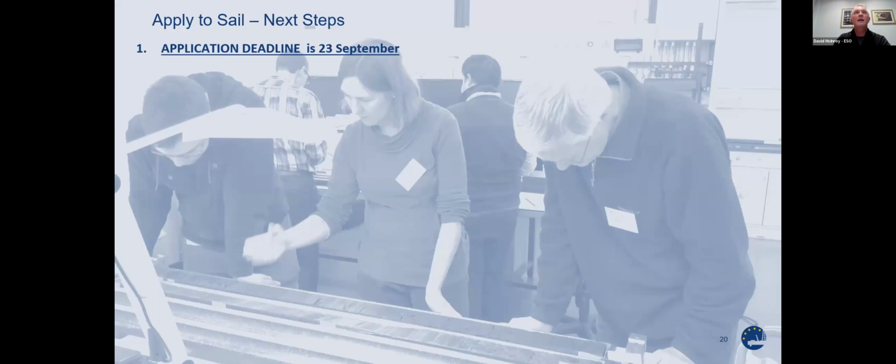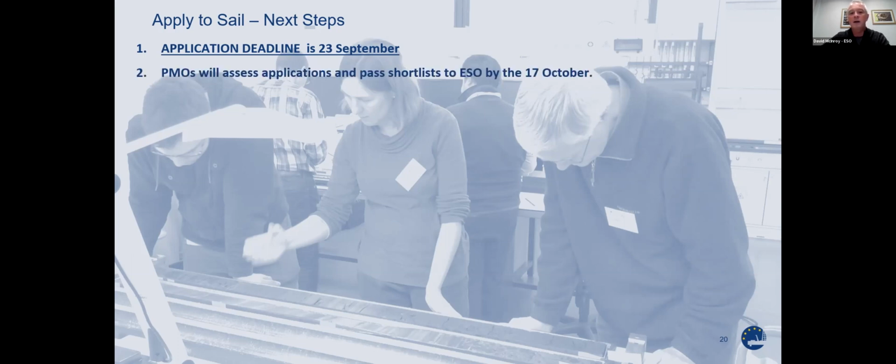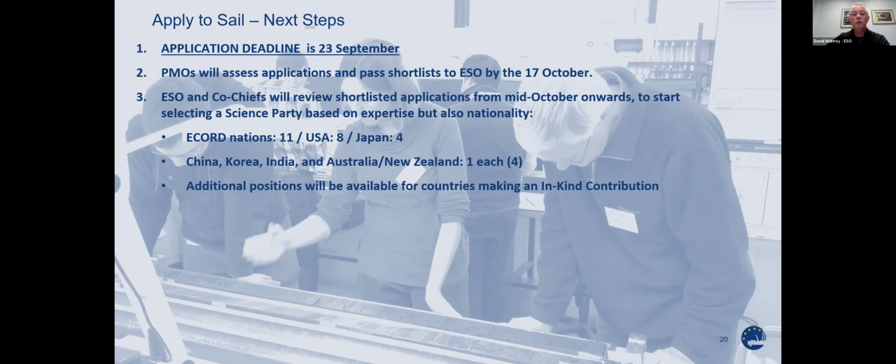The application deadline is the 23rd of September, so that's 2 weeks today. After the deadline, the PMOs will assess the applications and they will pass us shortlists by the middle of October, so by the 17th of October. Then ISO and the coaches will review the shortlisted applications. We will also meet at the end of October to finalise the science party, and we will work with a view to selecting a science party based on expertise, but also nationality.